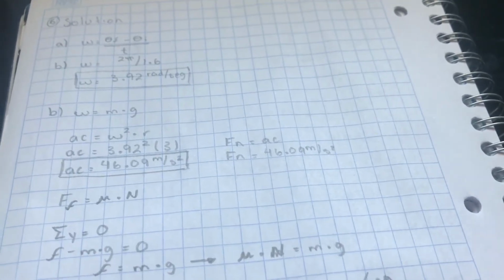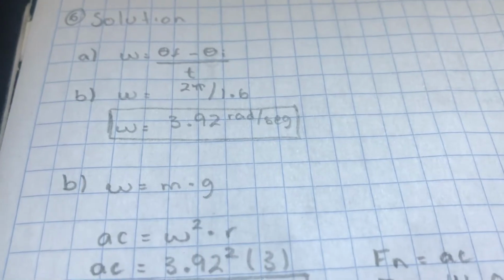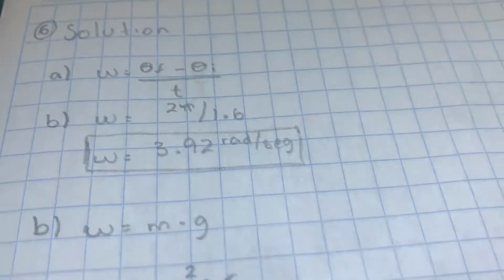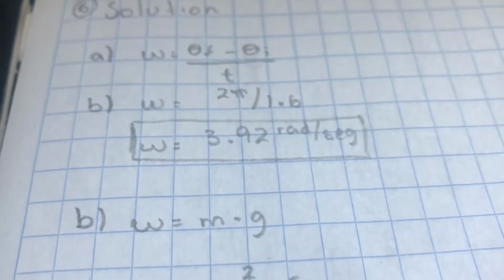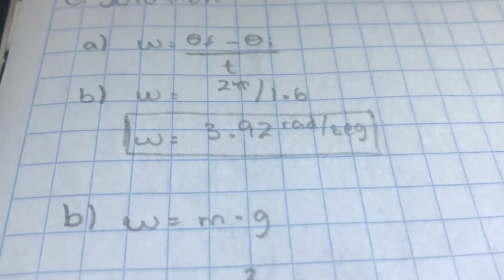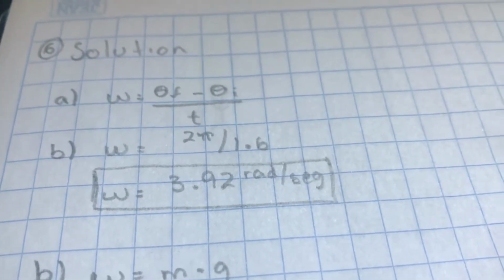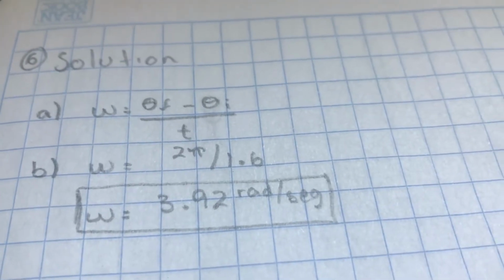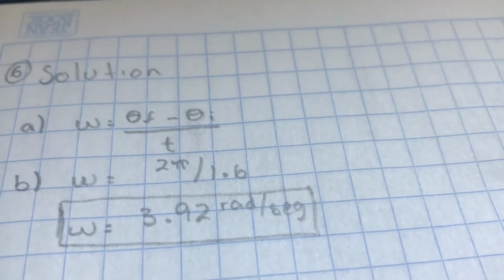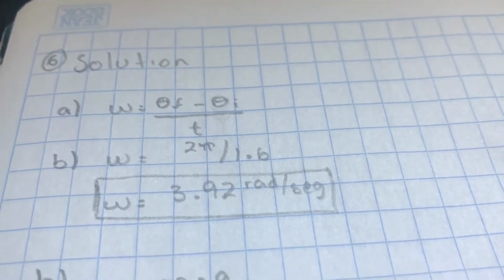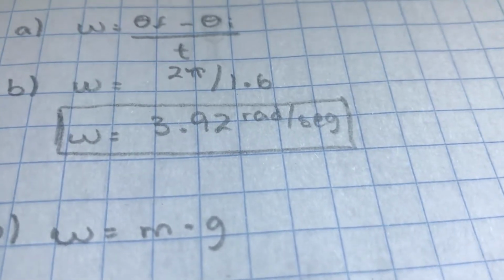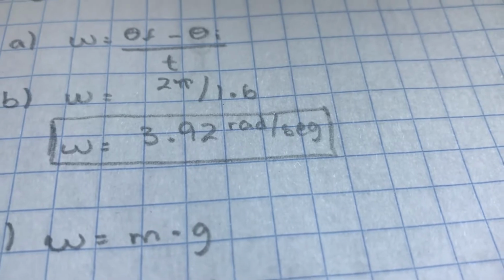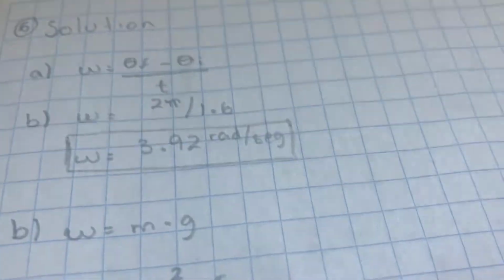Now we are going through the solution. To obtain the angular speed, we are using a formula, and substituting, we get that the angular speed is 2 pi divided by 1.6. Remember that 1.6 is the time and 2 pi is the period in radians. And that division results in an angular speed of 3.92 rad per second.